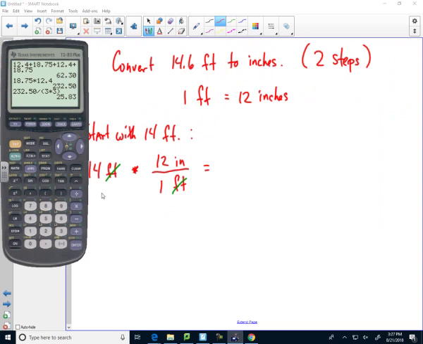So now I clear that. So 14 times 12, enter. So that looks like 168, what's our units? Inches. Okay, so we're part of the way there, aren't we?